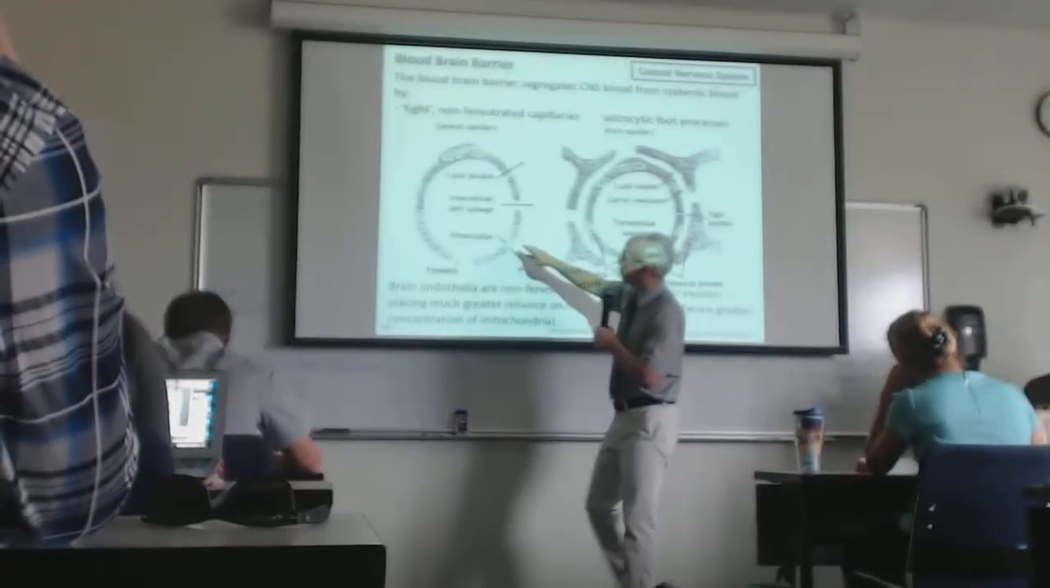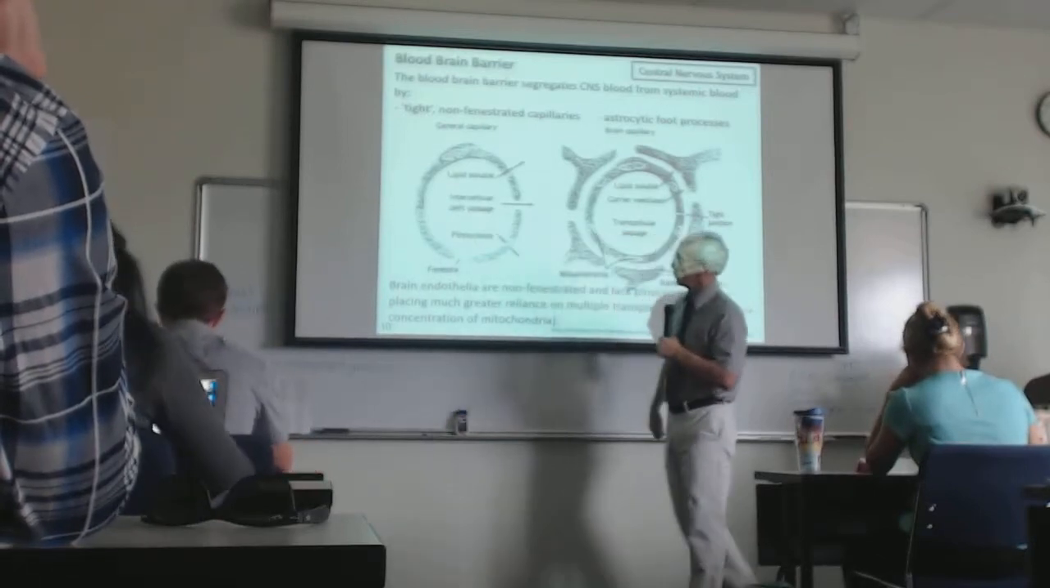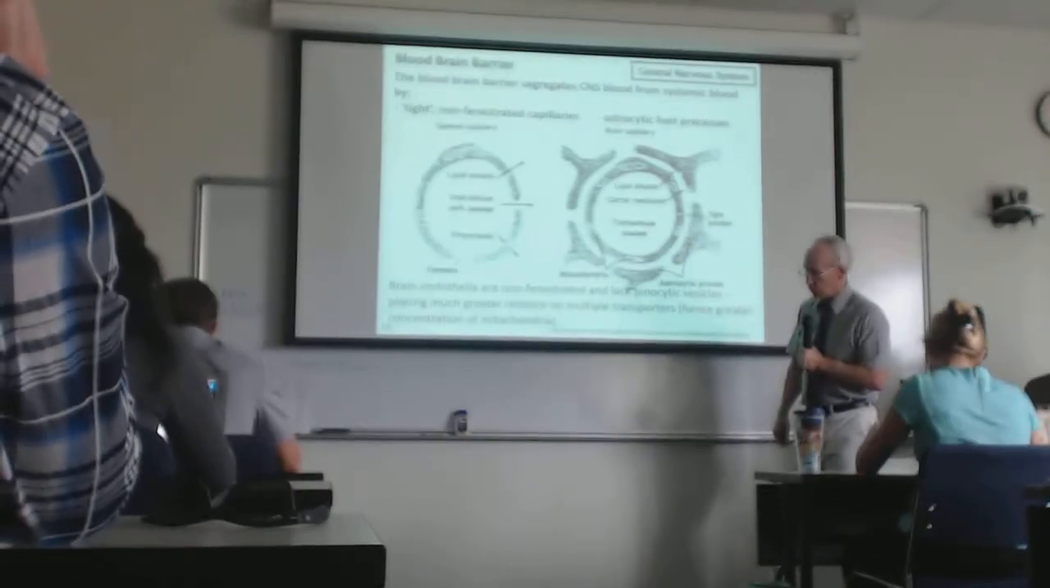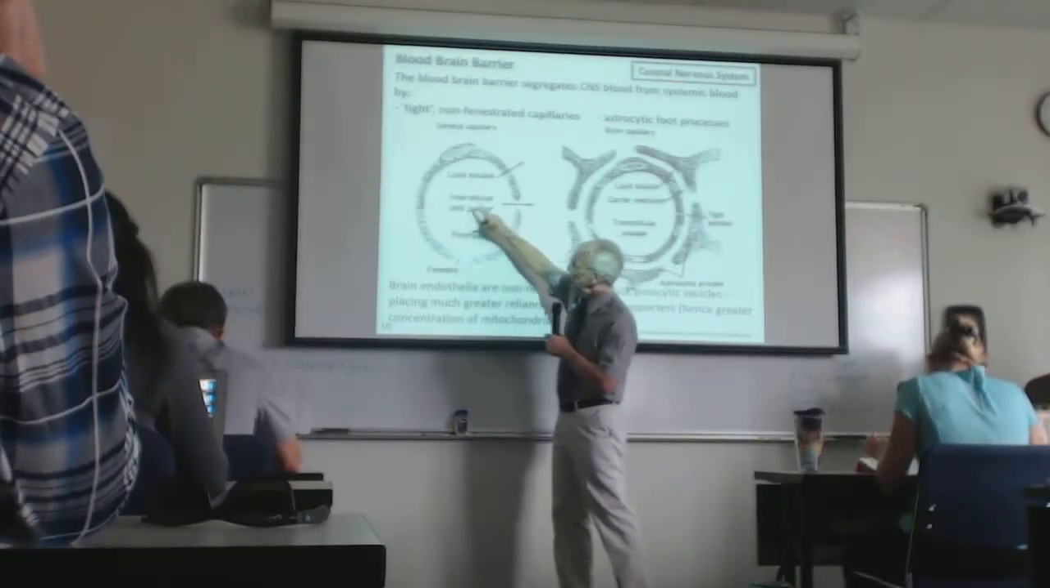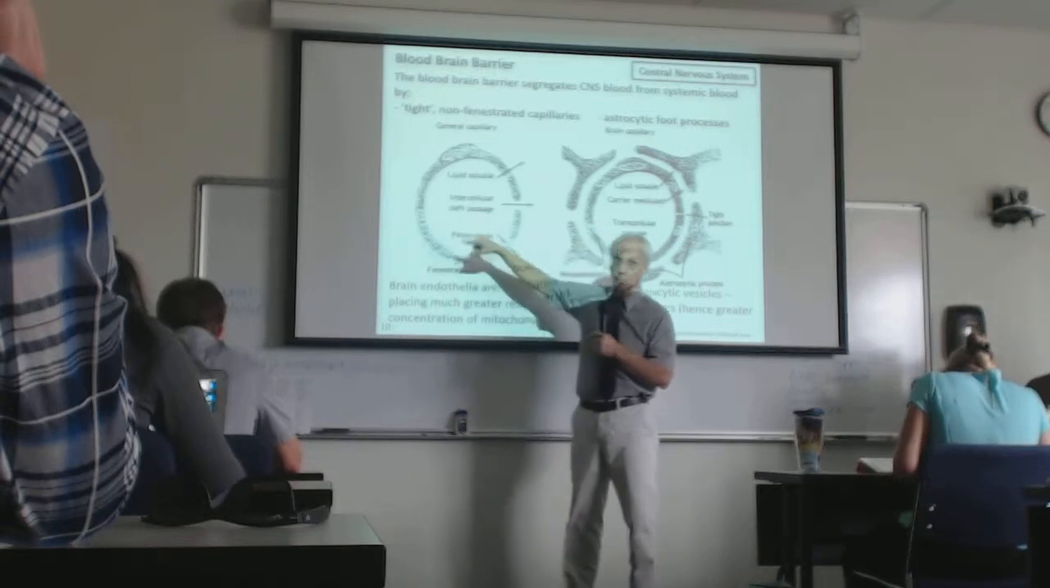Now this is a conventional capillary. This would be the type of capillary, for example, that you might find running through skeletal muscle tissue. And you can see in this capillary, we have a simple squamous epithelium.